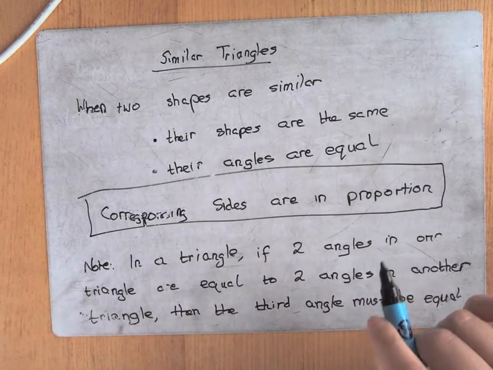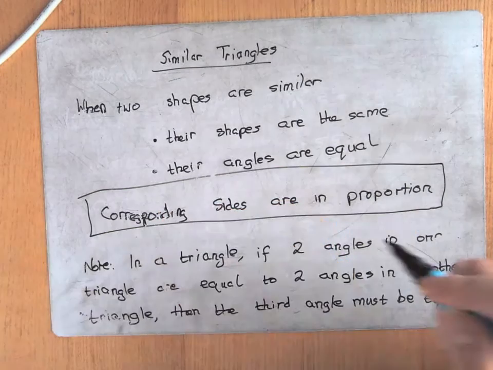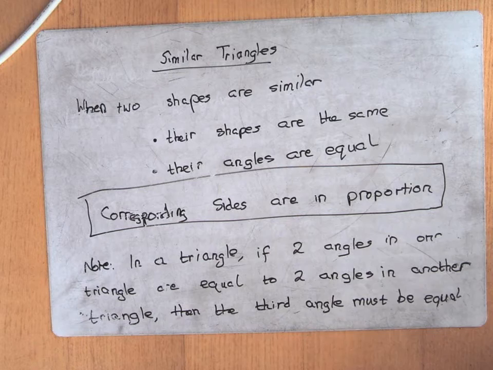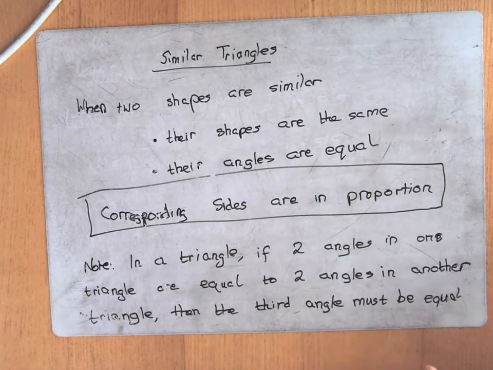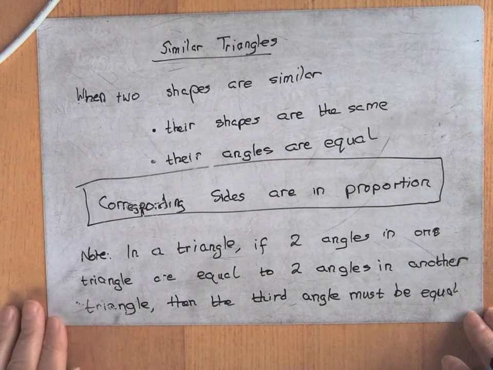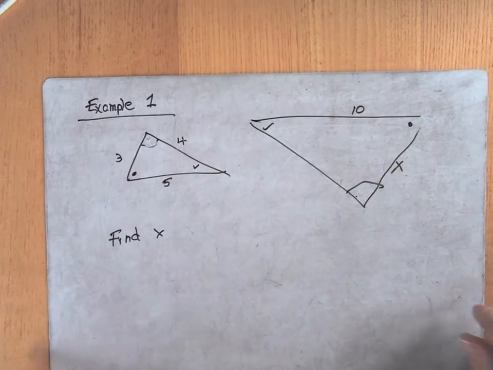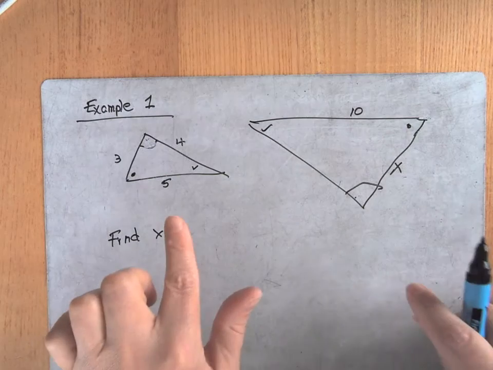And if this is the case, corresponding sides are in proportion. Corresponding means matching sides, and we'll see in the example what that means. Please note that in a triangle, if you know two angles in one triangle are equal to two angles in another triangle, then the third angle has to be equal, right? Because they're both 180, take away the two angles you know. So that's just in case you missed that.